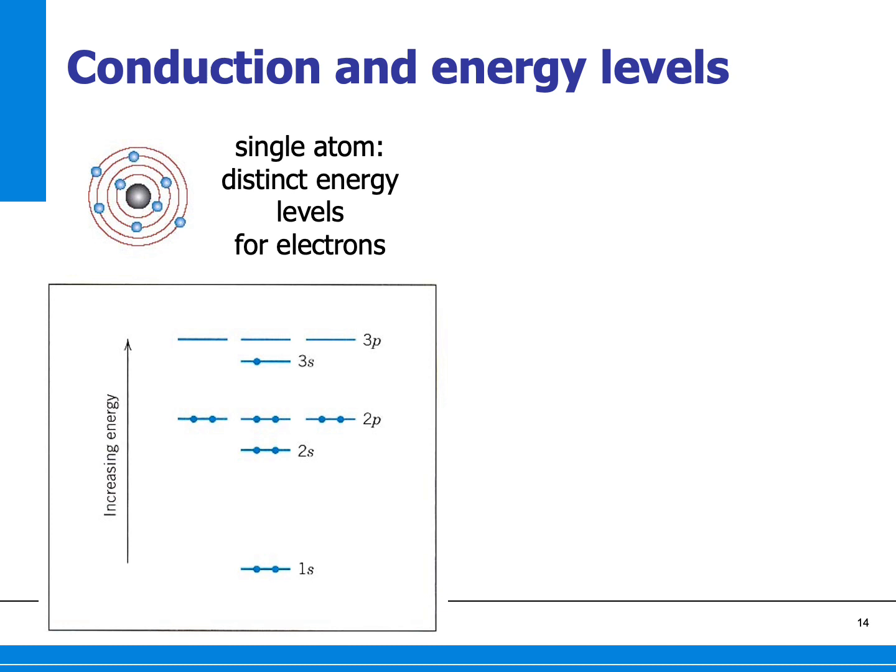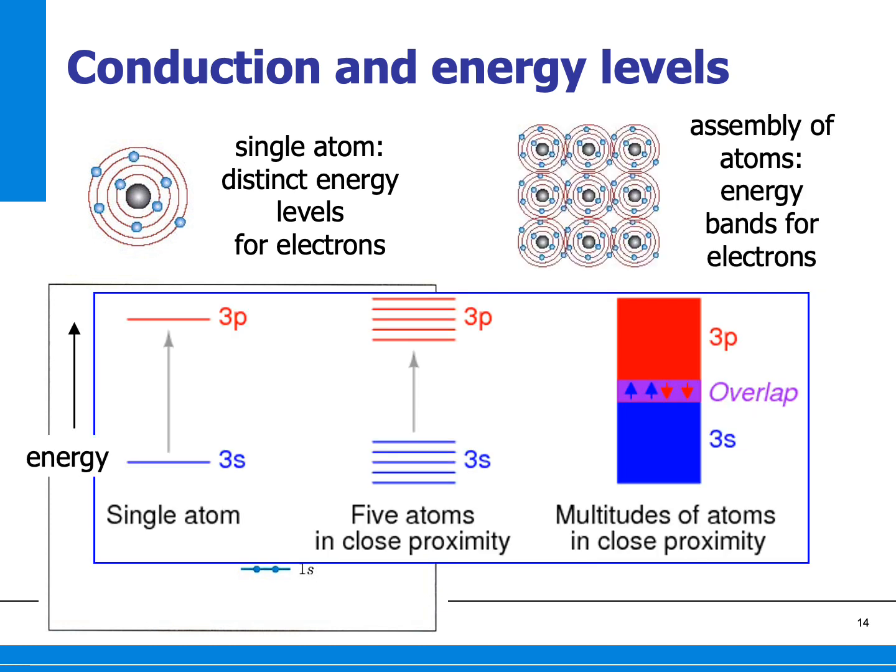So here's the 1s orbital occupying 2 electrons, here's the 2s orbital, and there are also 2 electrons in it. The 2p orbital, 1, 2, 3 2p orbitals, with each of them having 2 electrons, and here's the 3s orbital. Now this is the situation for a single atom, where we have these distinct energy levels for the electrons. And now we move on to an ensemble of atoms, and then the energy levels as you see them here for a single atom are split up.